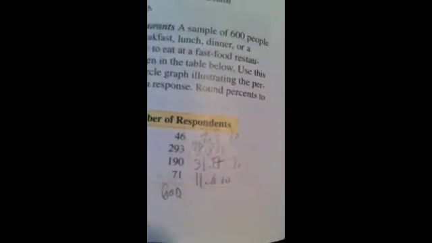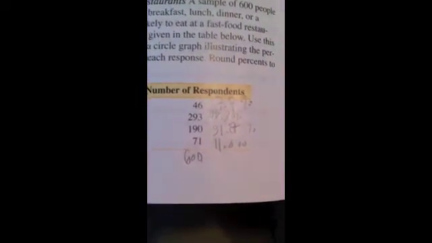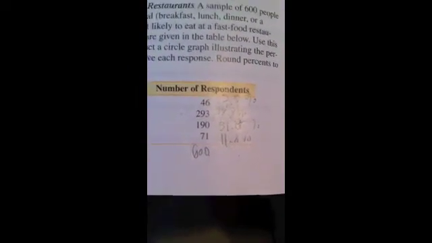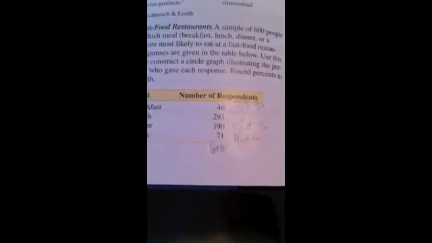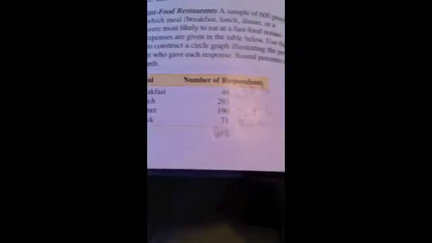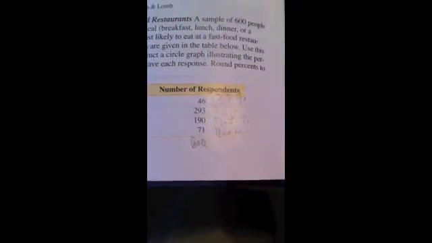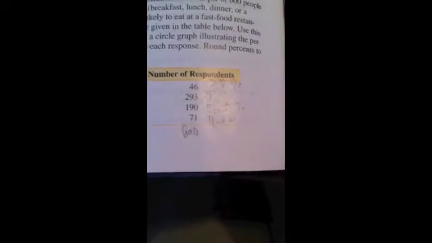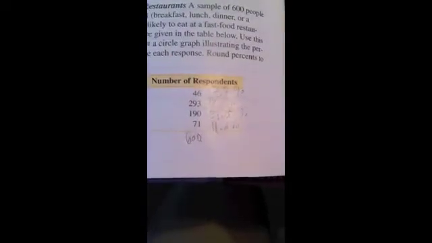So I'm going to draw a circle graph. 7.7% for breakfast, 48.8% lunch, 31.7% dinner, and 11.8% snack.